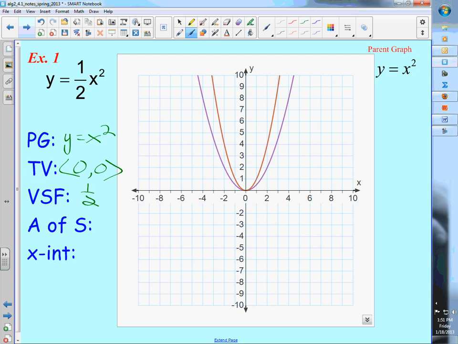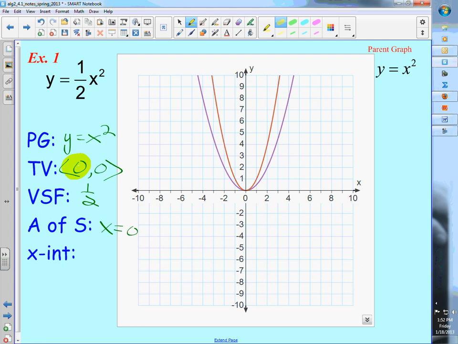Here's where we've got to be really careful. What is the axis of symmetry? X equals 0. How do you know? It's always going to be whatever the x coordinate of your vertex is, or your translation vector component. X equals whatever this is. And that makes it a vertical line. And then the x-intercept, that's easy in this particular one.